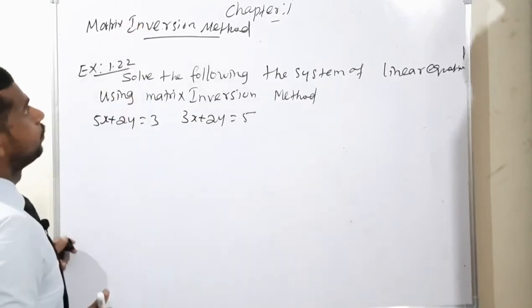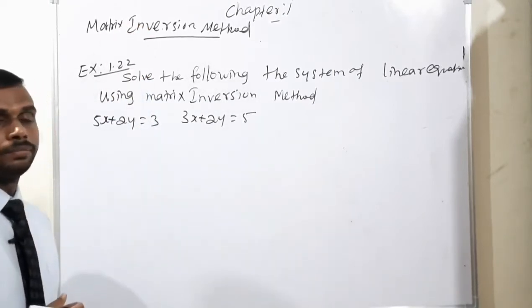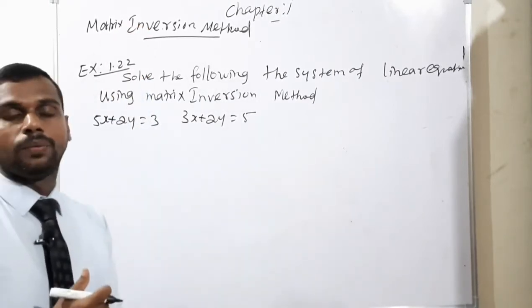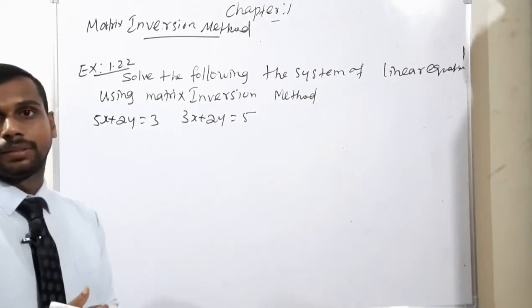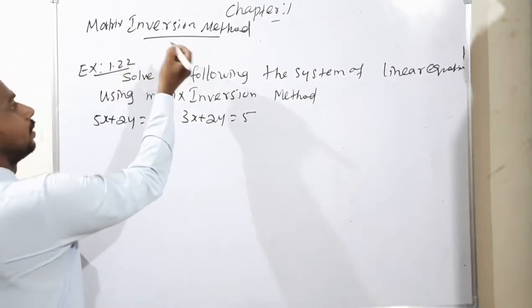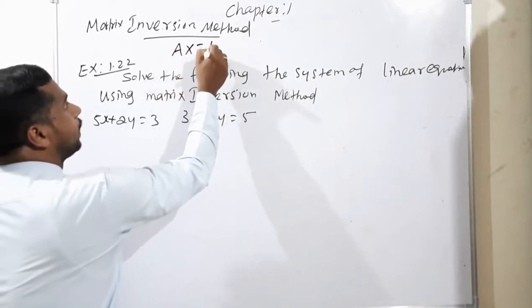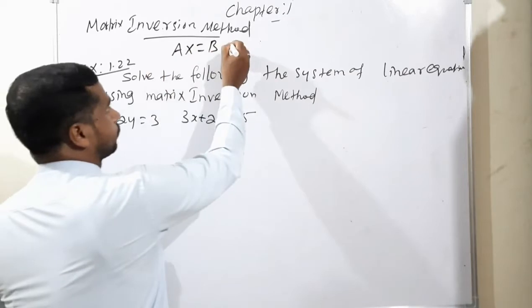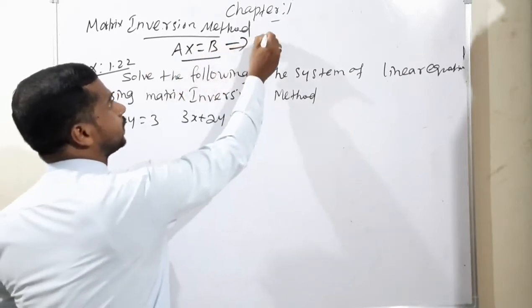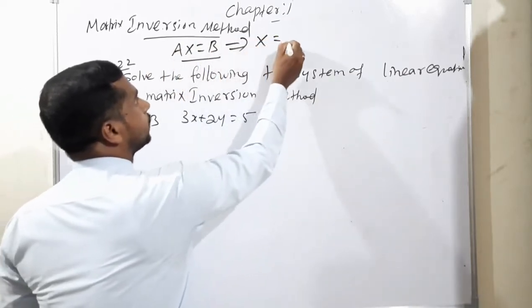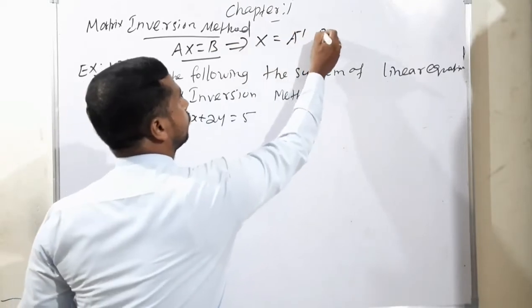So the matrix inversion method is very simple. This we have already learned in the matrix method. So a simple concept, matrix inversion. Consider the normal matrix equation. What is the form? Capital AX is equal to B. How to find capital X from this equation? A brought to the other side with the opposite sign means A inverse. So X equals A inverse into B.